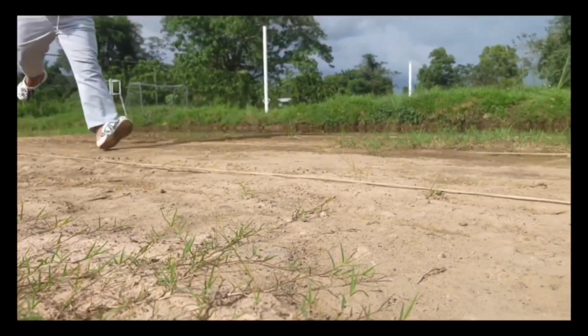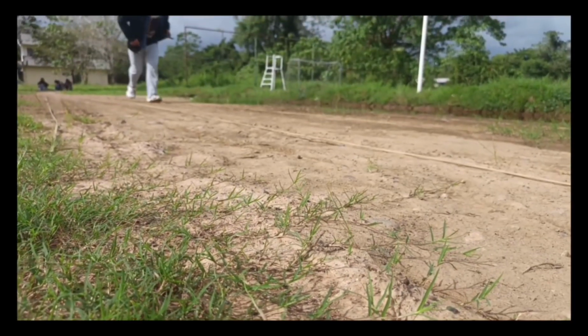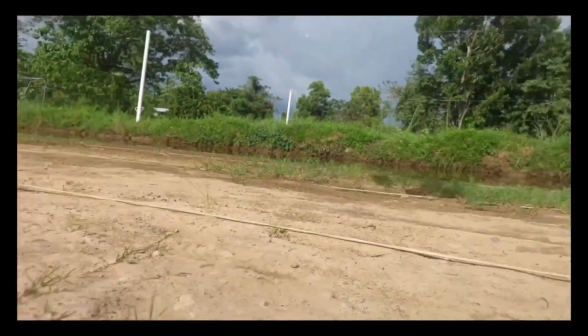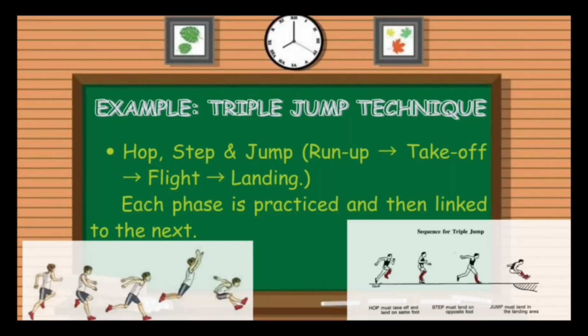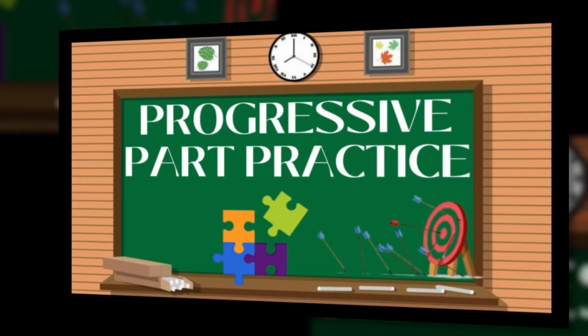Then the step phase is introduced, focusing on maintaining momentum and balance. And finally, the jump into the sand is practiced, focusing on maximizing distance. As you can see, each phase is practiced individually and gradually linked to the previous one. The athlete first practices the run up and hop, then the run up, hop, and step, and finally, the complete triple jump sequence. This allows the athlete to master each component before combining them, leading to a more fluid and effective overall technique. That's all for progressive part practice.